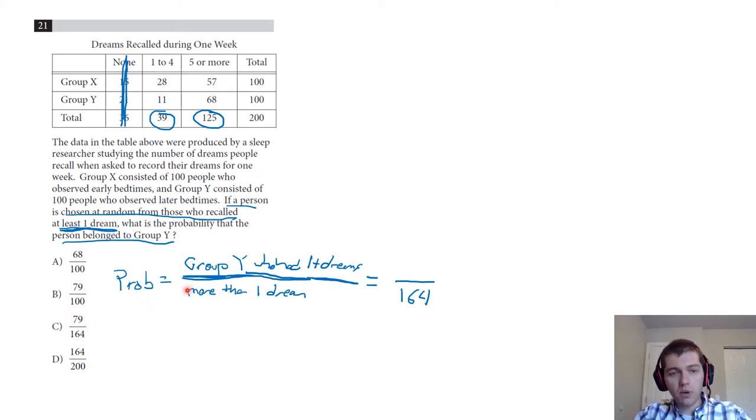We'll take the problem all the way to its solution. So the numerator, the group that you're interested in seeing if they are part of it, will be anyone who's in group Y. So of this total, you're only interested in the people who came from group Y. So it'll be 68 plus 11. That is indeed 79. And it confirms that C is your correct choice.